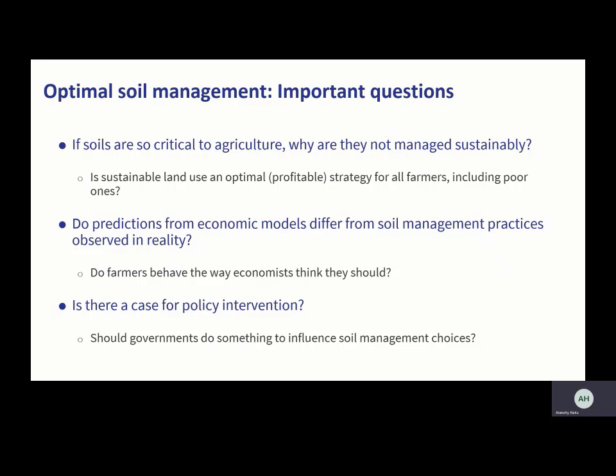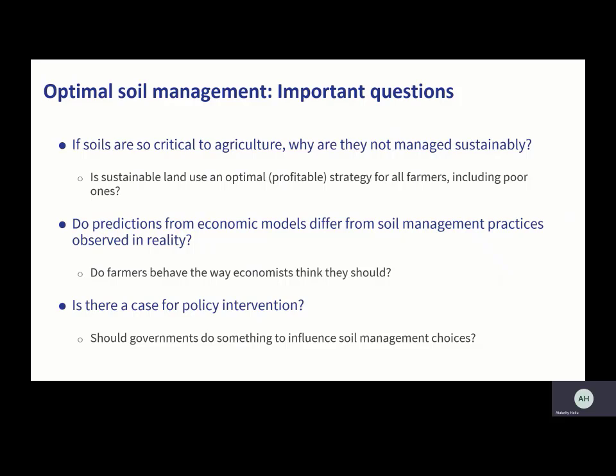And what do economists think about how farmers should manage soils? And how does that prediction of behavior, based on the idea of a farmer being a rational economic agent managing soils for profitability over time, how does that prediction compare with what's happening on the ground? How farmers actually manage soils? Okay, do farmers behave the way economists think they should?